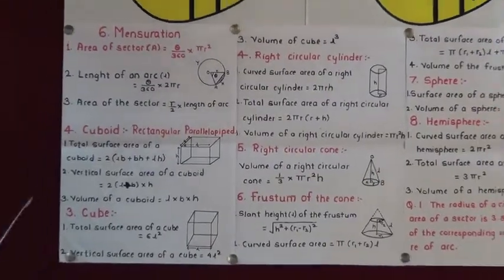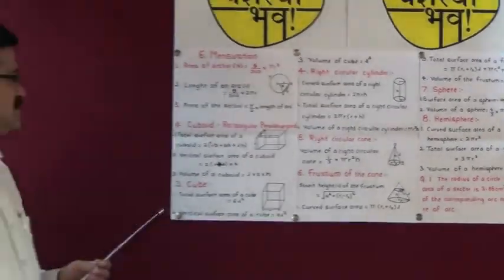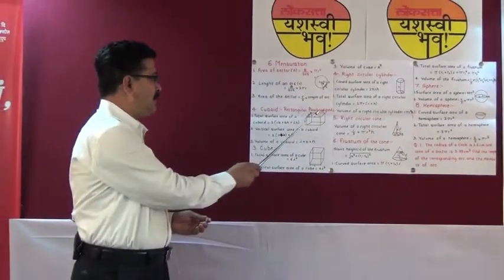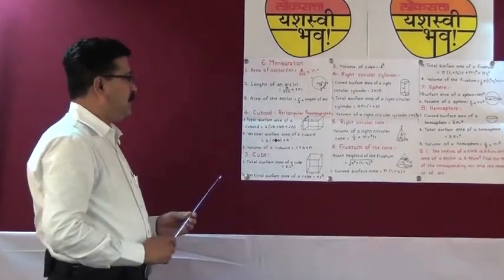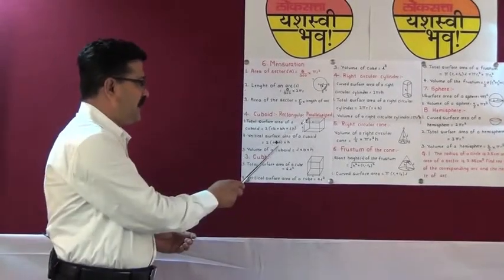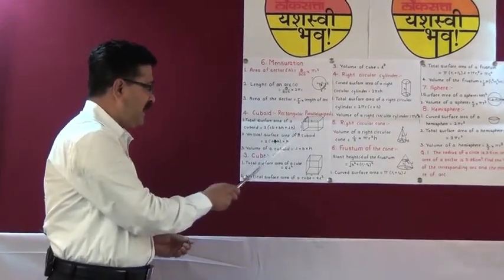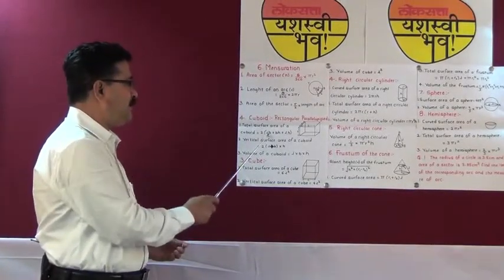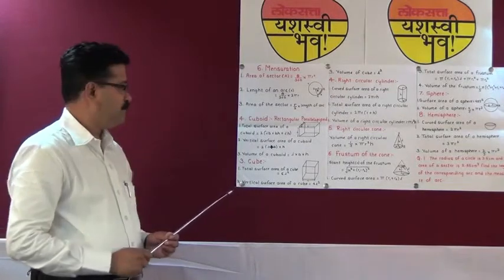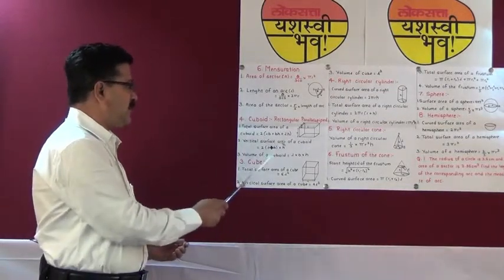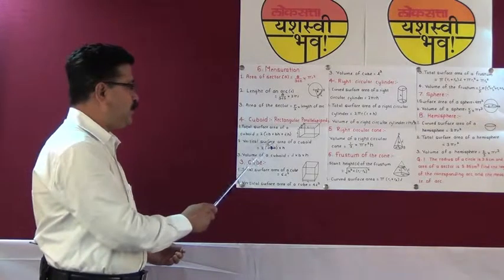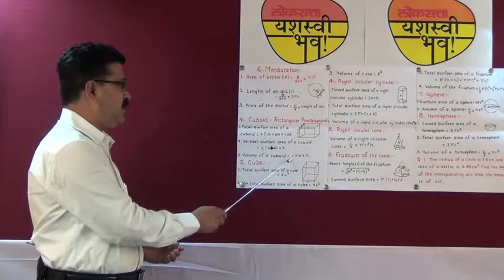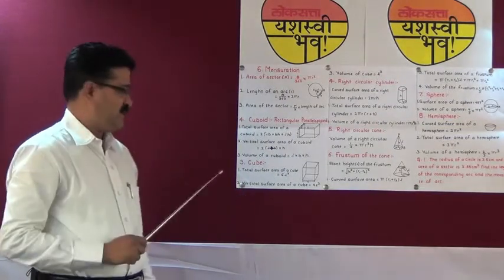Now we start with the solid figures. The first solid figure is cuboid, that is also called a rectangular parallelepiped. It has 3 dimensions: length, breadth and height. So its total surface area is given by 2 into (LB plus BH plus LH). Vertical surface area of a cuboid is given by 2 into (L plus B) into H. And volume of a cuboid is given by L into B into H.